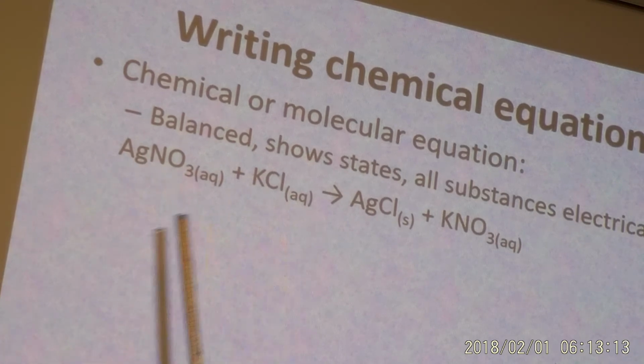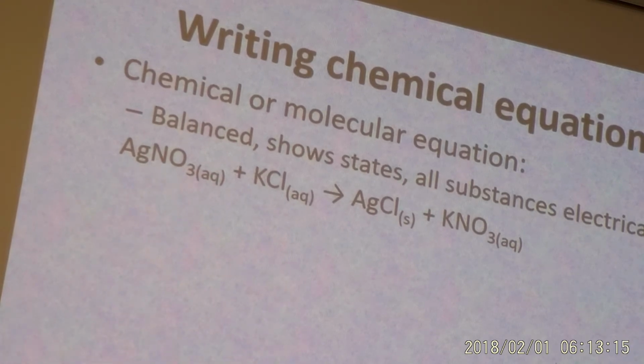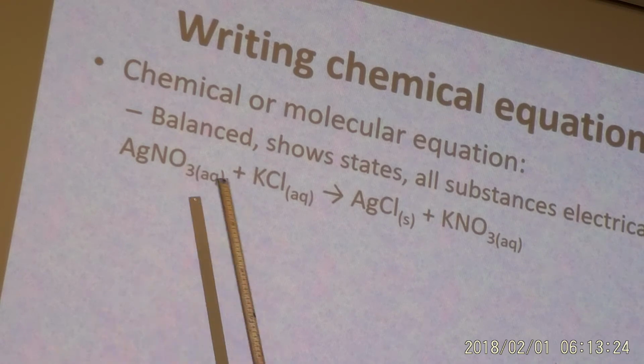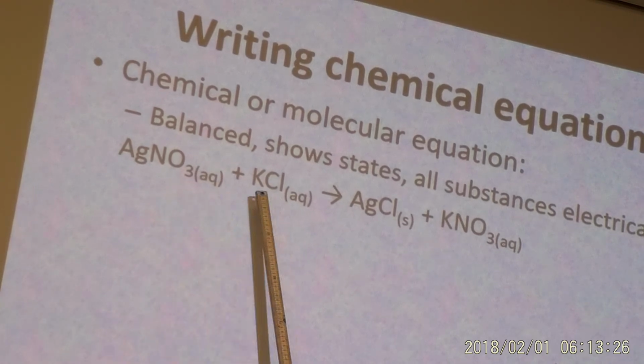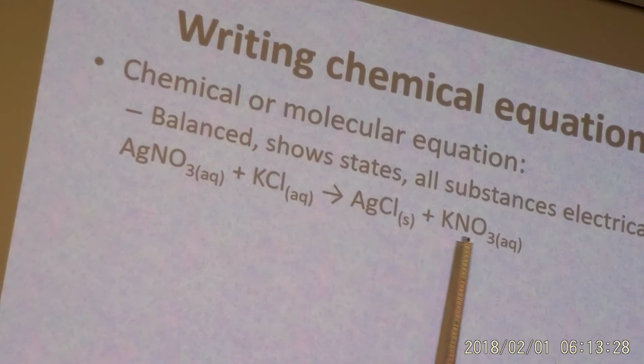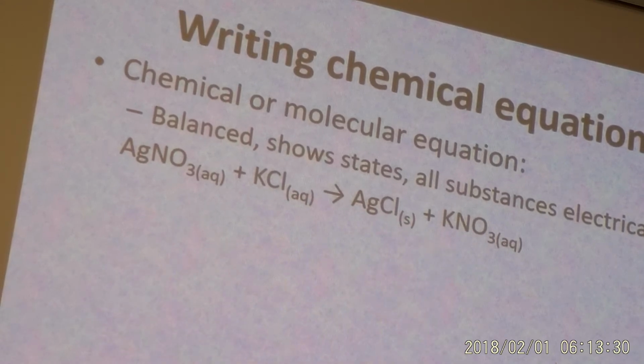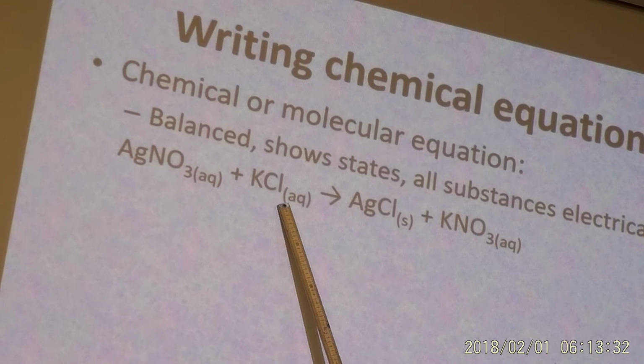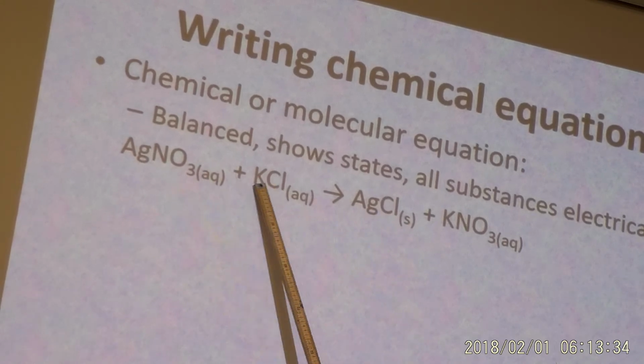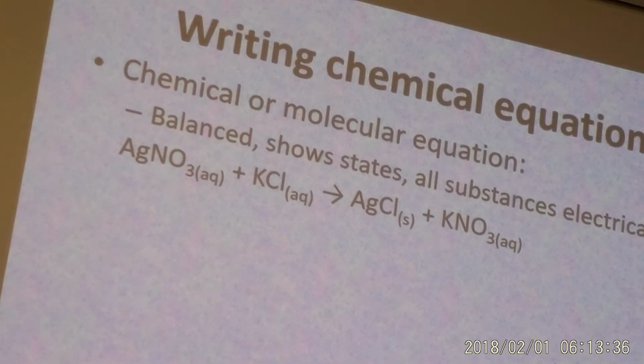How about KCl? Soluble or insoluble? Soluble. Which rules tell us it's soluble? 1 and 3. Very good. So we have 2 soluble compounds. We mix them together. See how they've traded places? The metal here goes with the non-metal there, and so forth, right? And the result is silver chloride.